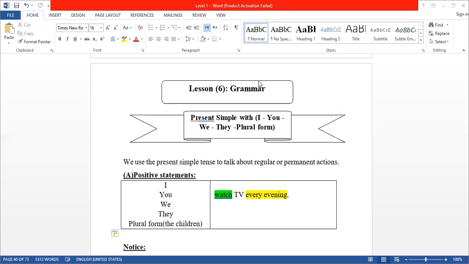Dear students, hello and welcome to our second lecture. In the previous lecture, we spoke about grammar, the present simple tense with I, you, we, they, and the plural form. And we said that we use the present simple tense to talk about regular or permanent actions.